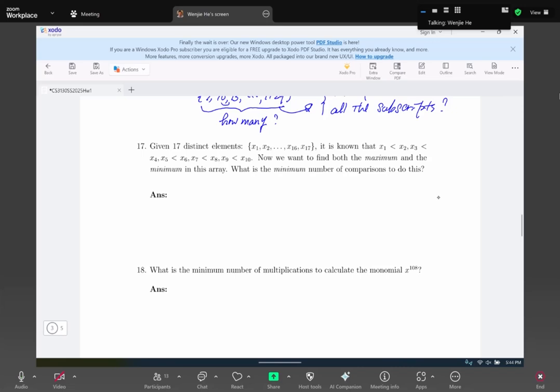Number 17, you need to find both the minimum and the maximum. For this question, I give you some important steps. Yeah. Chuck, just join us. All right. Pay attention to these points.